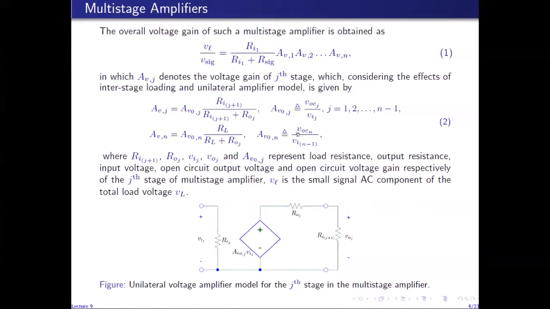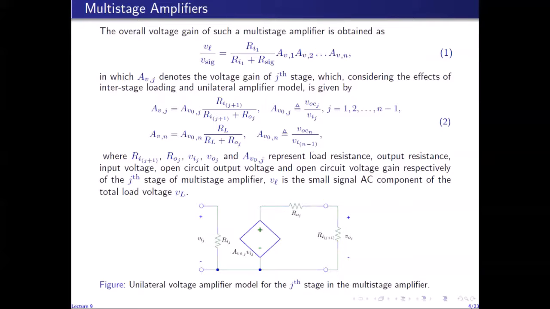So it should be VOCN, which is the open circuit output voltage of the nth stage, divided by VIN. So this should be N. Please make this correction. AV naught n should be VOCN divided by VIN, the input to the nth stage. It should be VIN and not VIN minus 1.